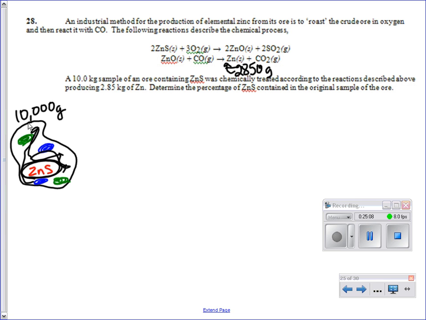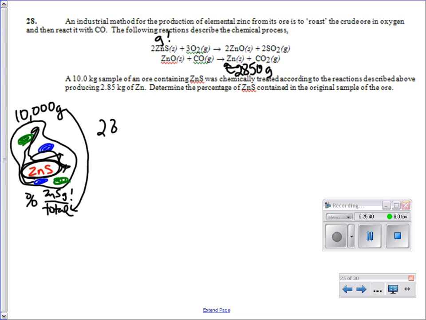We need to go to ZnS, and we need the grams of ZnS, right? If we can get the grams of ZnS here, what will that allow us to do? Find the percent, because this is total. Our part over whole, our total is this 10,000 grams. If we could get grams of ZnS, that's part over whole times 100, right? So we just need to do stoich through the process. And this I'll show you since you haven't really seen it this way before. You're going to see it's really, really simple.